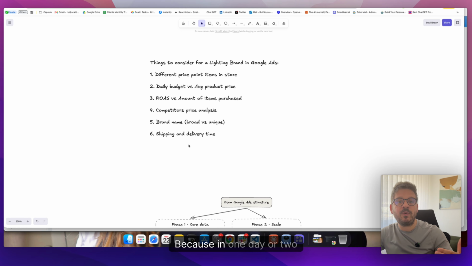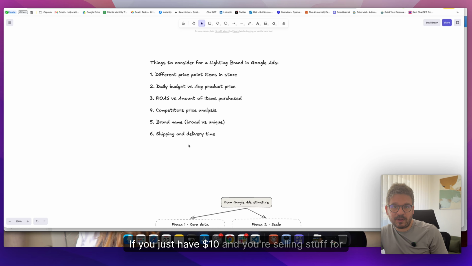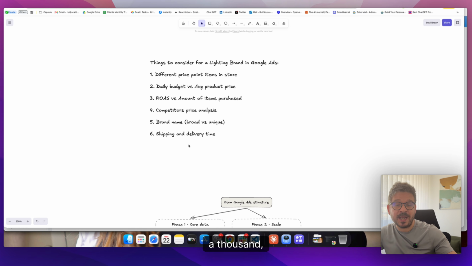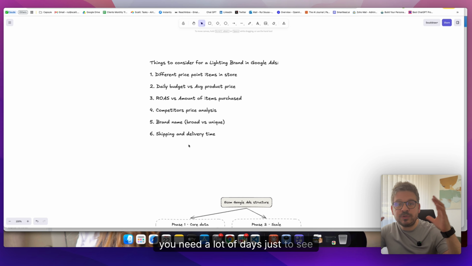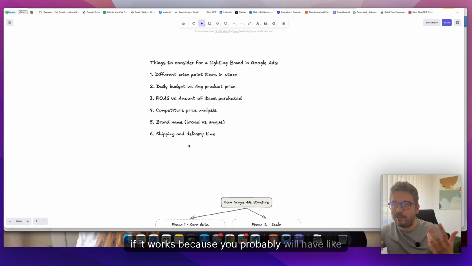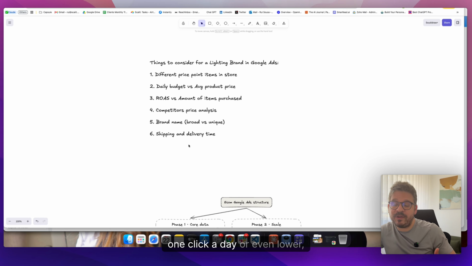Why? Because in one day or two, you can have enough data and start seeing data that makes sense to make a decision, okay? If you just have $10 and you're selling stuff for $1,000, you need a lot of days just to see if it works, because you probably will have like one click a day or even lower, right? So always have that in consideration.